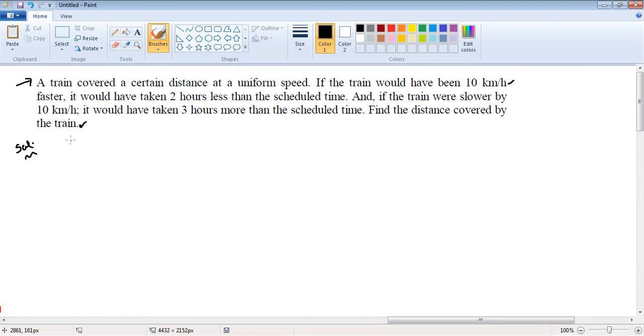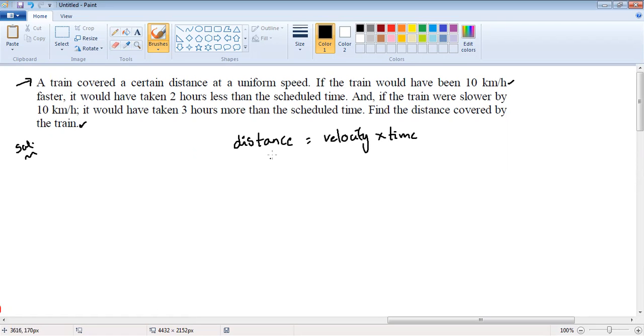Have you understood now? Sir, the time. Sir, can we do it with the speed method? Anyhow, we have to know the formula. Velocity is equal to distance by time. So first we don't know, first we have to find time. Distance is velocity into time.